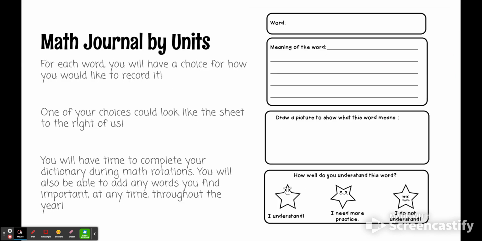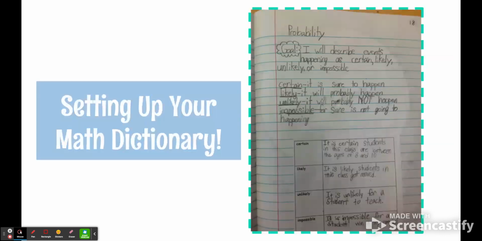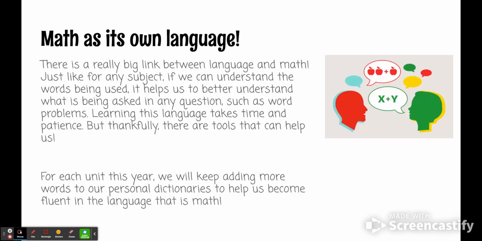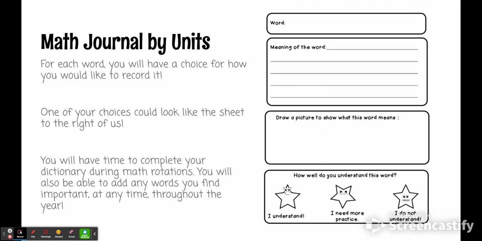So for each unit, we will have a different math dictionary or set of math dictionaries. For each word, you will have a choice on how you want to record it. Now, in previous slides, I've shown you different examples, right? In our first slide, we saw that the student wrote it out. There's a little chart at the bottom, so that might be one option for you. On the right-hand side here, I've shown you another option. I particularly like this one because it's really nicely organized and it gives us options to draw pictures.